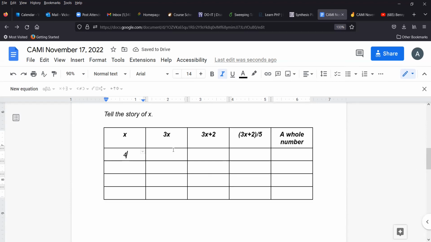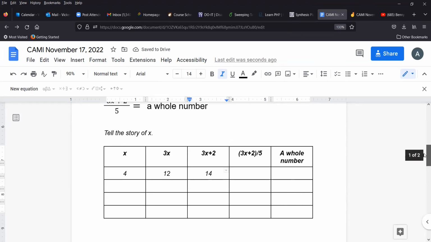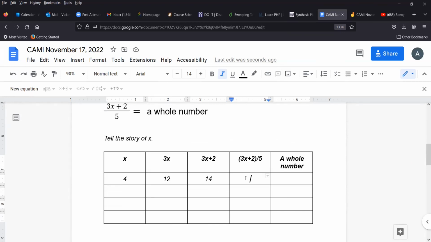Okay, so if x is 4, then 3x is 12. 3x plus 2 is 14, 12 plus 2, which is 14. Oh, hold on. I want this all to be on the screen. Okay, so then we have 14 divided by 5, and I would like to just leave it as an improper fraction so we don't get hung up in the world of simplifying fractions. And so Sarah, is 14/5 a whole number? No. Nope. Not yet. Thanks for going first.